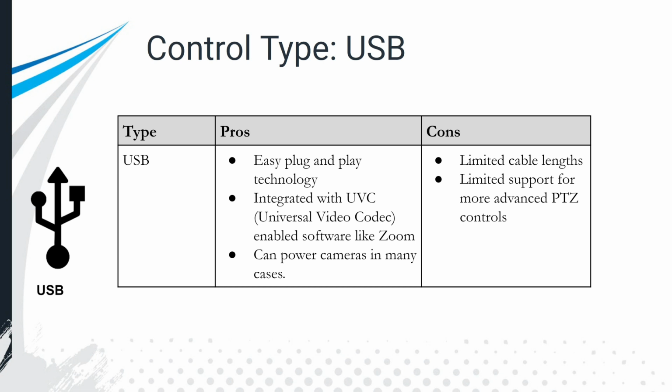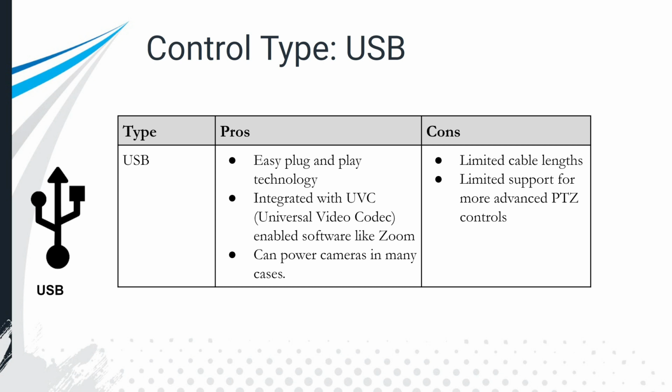In some cases, USB could even power the camera, but it's not the most reliable thing in the world. You know, different USB ports like USB 2 versus USB-C versus USB 3 have different amounts of power, and it's not as common a source of power as Ethernet or the power supply.